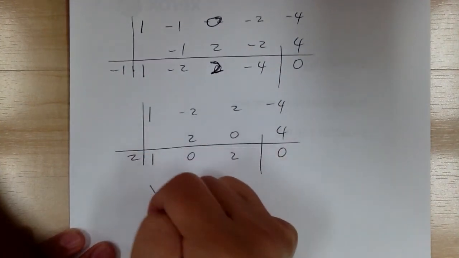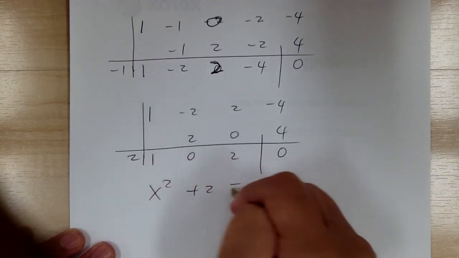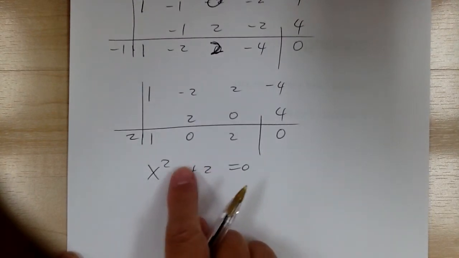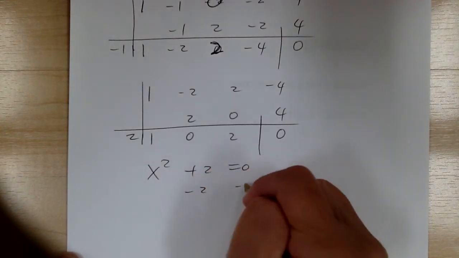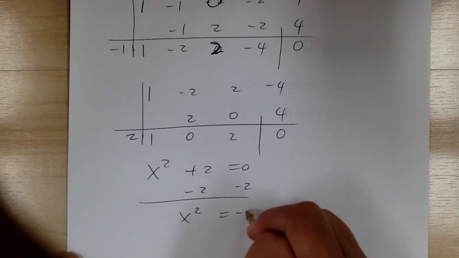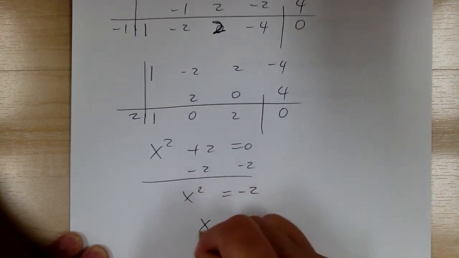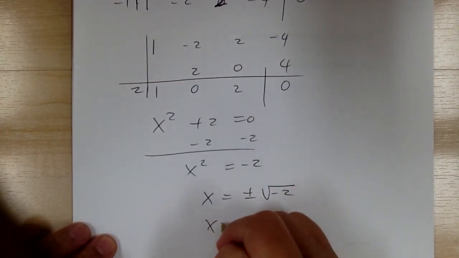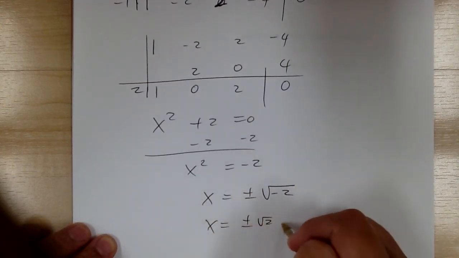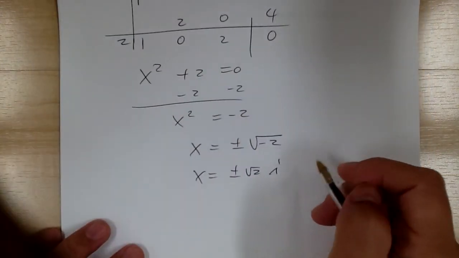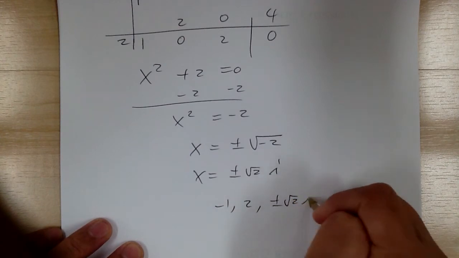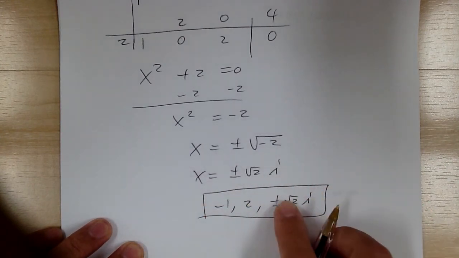Okay, so this becomes x^2 + 2 = 0, and from here you can go and solve. Since there's no middle term, you just subtract 2 on both sides, so you get x^2 = -2. Take the square root, so x = ± square root of -2, and so it would be x = ± square root of 2 i. So the four answers you're going to get would be -1, 2, ± square root of 2 i. So 4 answers. Okay.